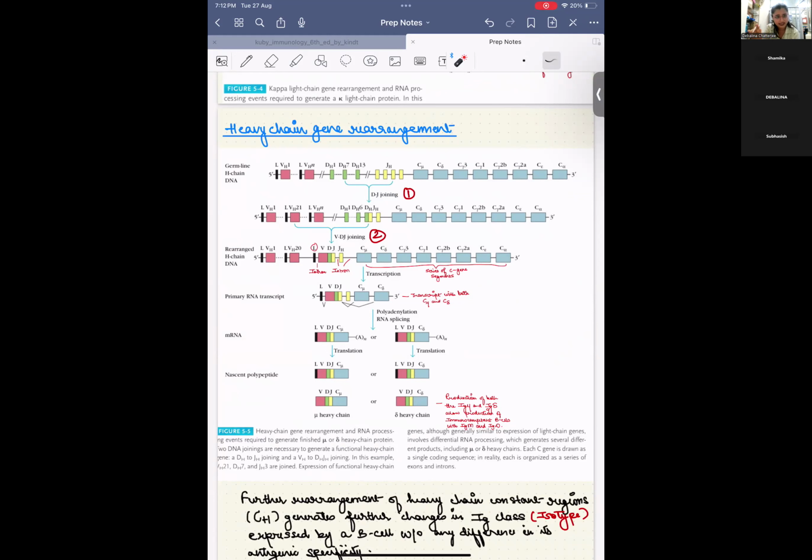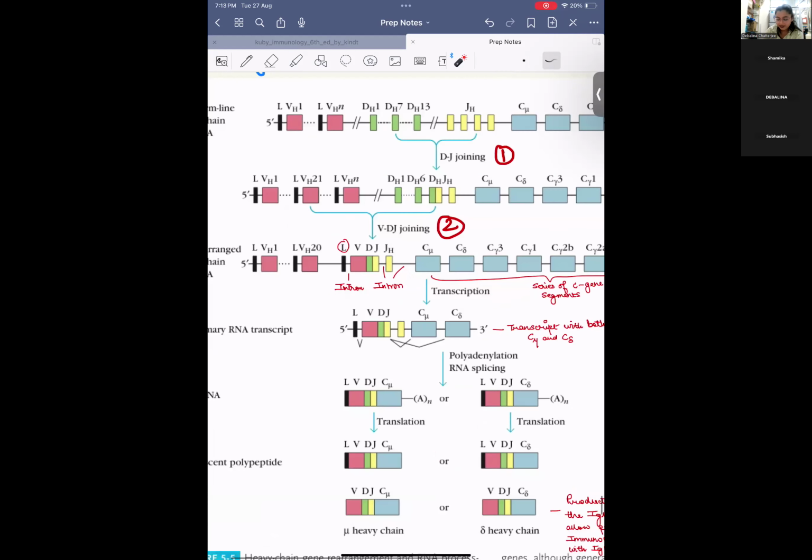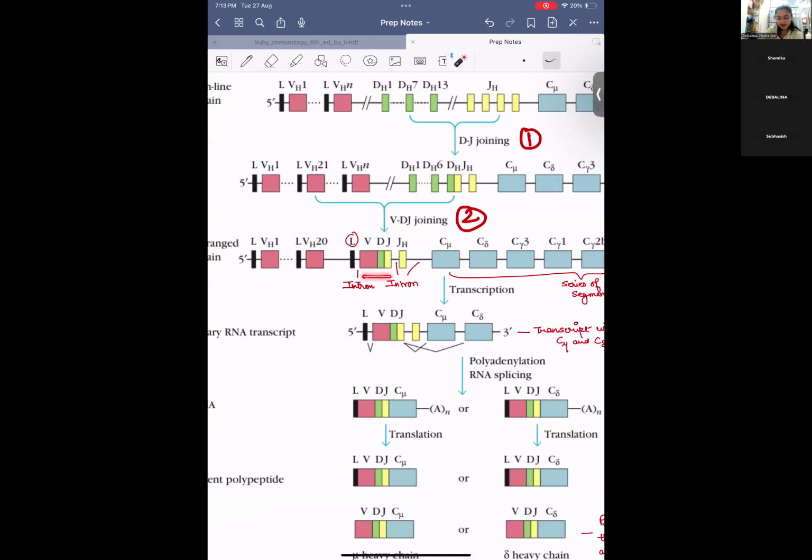If you understand the light chain gene rearrangement, everything is the same. Over here, we have the germline DNA, which has all the different segments with introns arranged together. First to happen in a heavy chain is the DJ joining, which brings about one such joint. Then a V joins to this DJ joint, and we get a VDJ joining here.